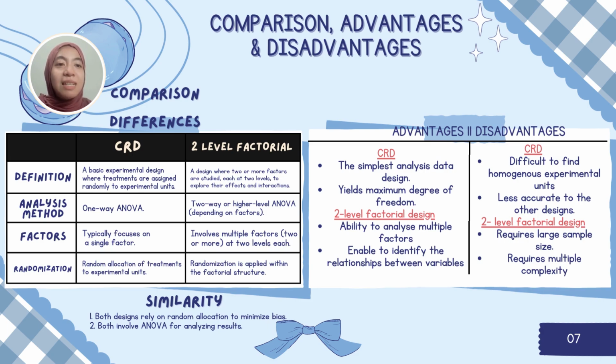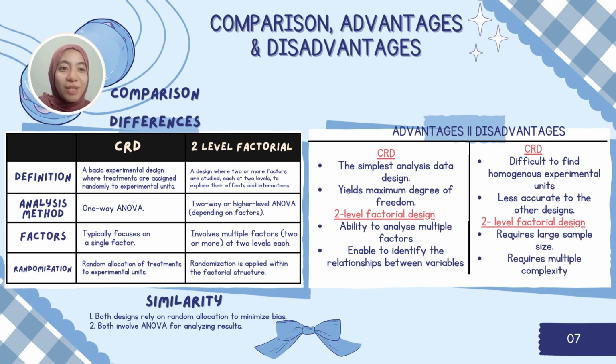Two-level factorial design, on the other hand, is more advanced. It is used to study two or more factors, each with two levels, to explore their individual effect as well as their interaction. For analyzing results, CRD primarily uses one-way ANOVA since it usually focuses on a single factor. Two-level factorial design uses two-way or higher-level ANOVA because it involves multiple factors and interaction effects.